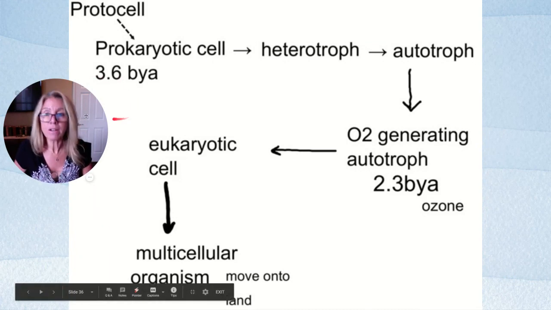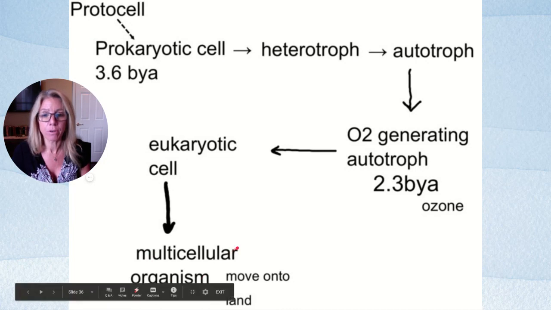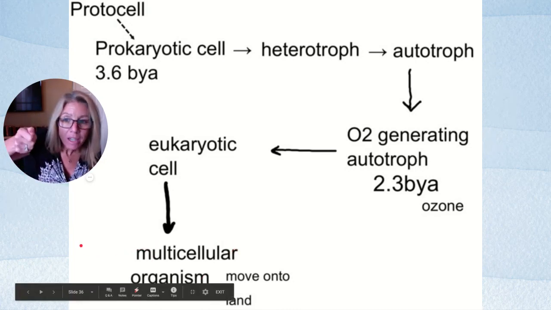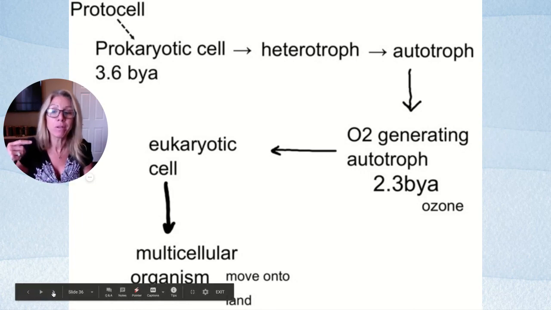Your first cell is about 3.6, 3.5 billion years ago, then a heterotroph, consuming nutrients, then an autotroph, then you have the oxygen revolution about 2.3 billion years ago, and then you would have your first eukaryotic cell and then a multicellular organism. So you might need to hit pause right now so you can add that to stage 4. I'm going to keep going, so hit pause if you're still writing.